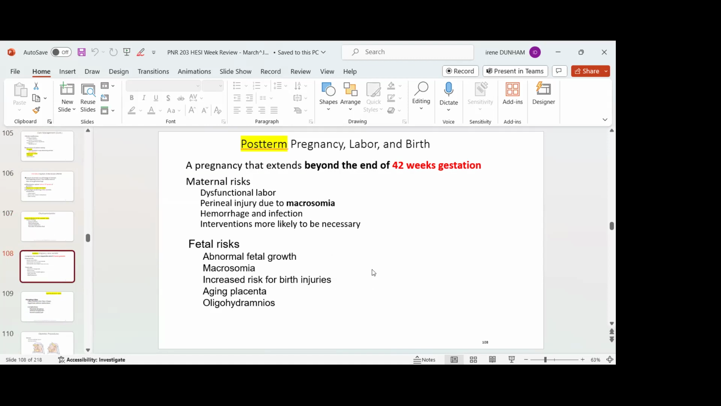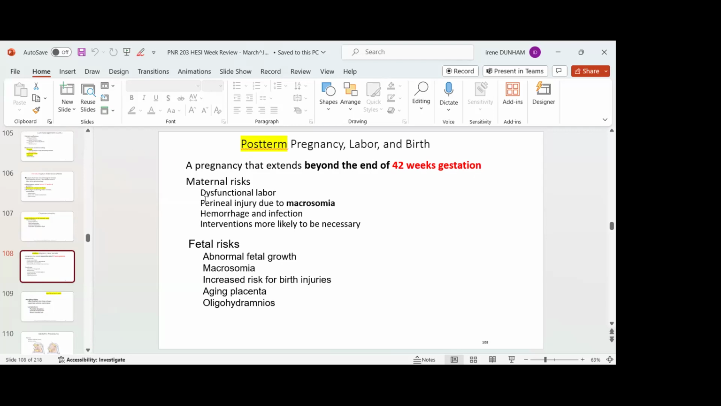You can have an increased risk for birth injuries. The placenta actually gets old. We talked about that. It gets calcified, right? And then we can have a decrease in amniotic fluid called oligohydramnios. So we want to get these babies out. When you get to be 40 weeks, 41 weeks, 42 weeks, we're doing those NSTs, non-stress tests, to make sure the baby is okay, because everything, as I said, gets old after 40 weeks gestation.